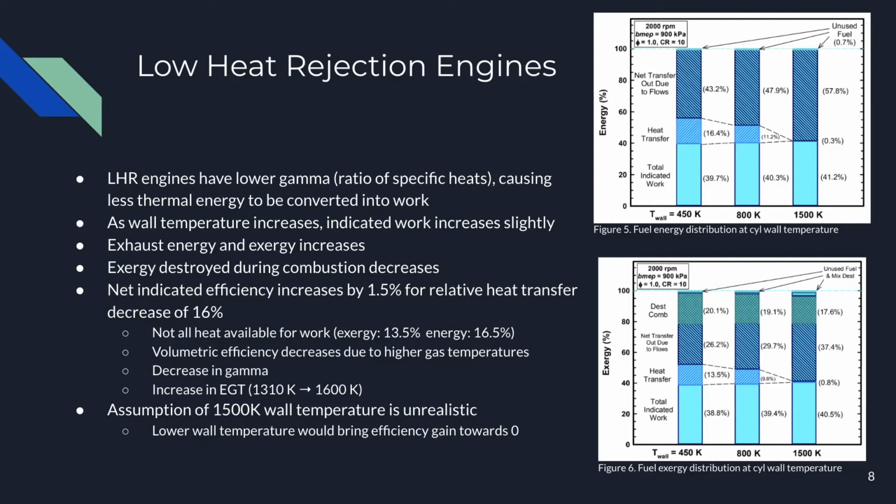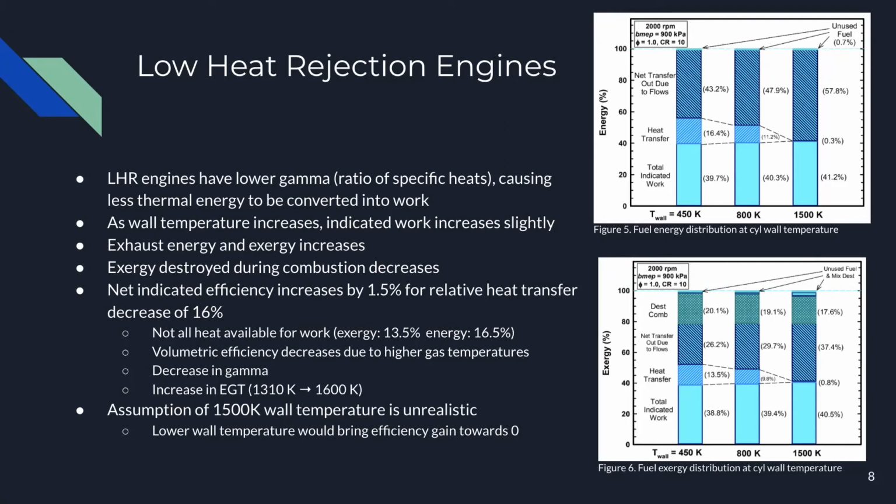So as the wall temperature increases, the work only increased by about 1.5% relative to the heat transfer decrease of about 16%, which you can see in figure 5. So reasons for this might include looking at the available work through the heat transfer, which you can see in figure 6, exergy, where only 13% is available for mechanical work versus the 16% of energy that's available to be reclaimed through increasing the wall temperature.